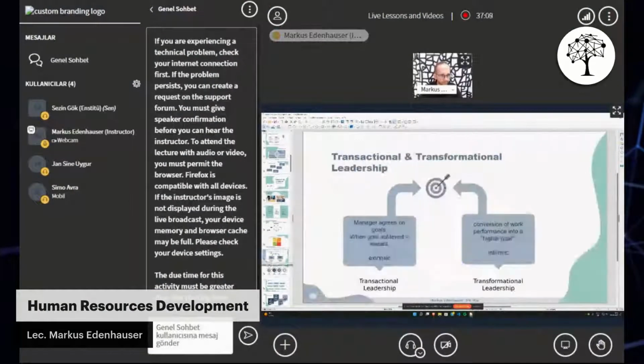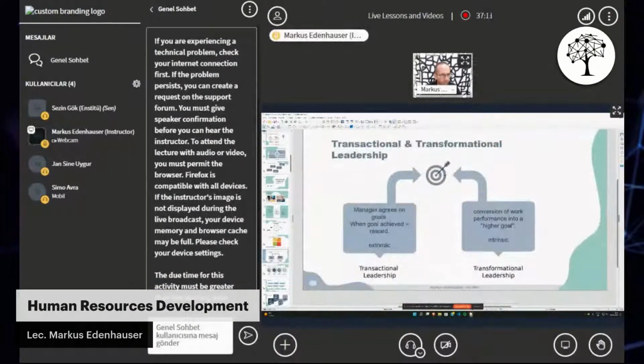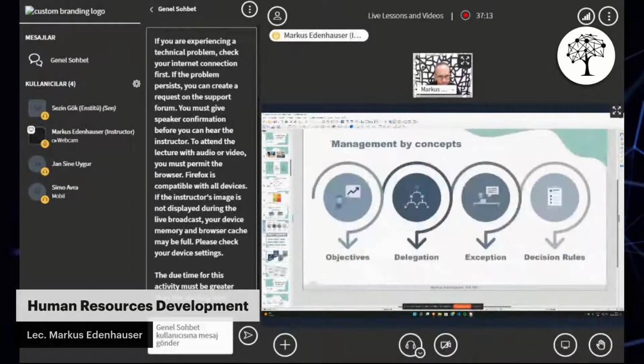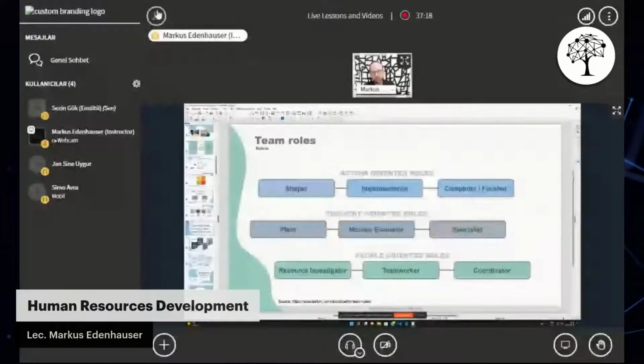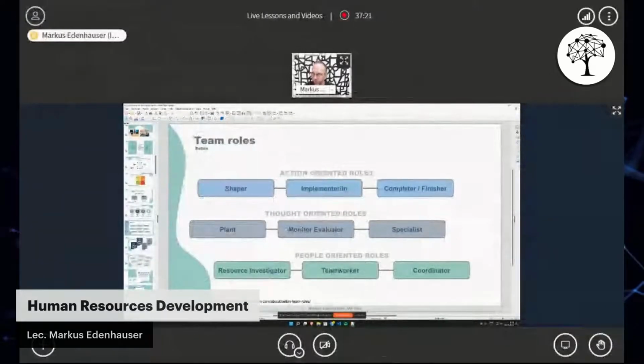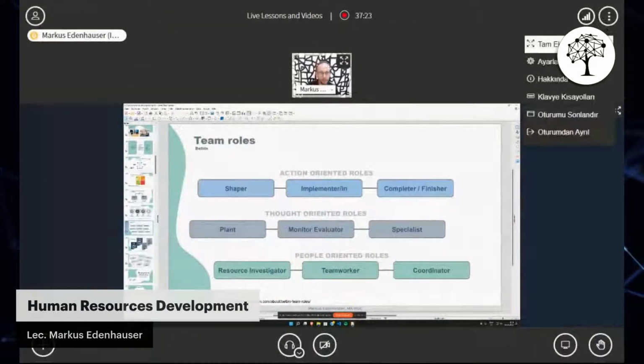Topics. So we can skip this one. Also, management by concepts we discussed the last time. And I would like to focus on the team roles, because later on we are making a personality test, and these are the team roles. So that is a little bit different.